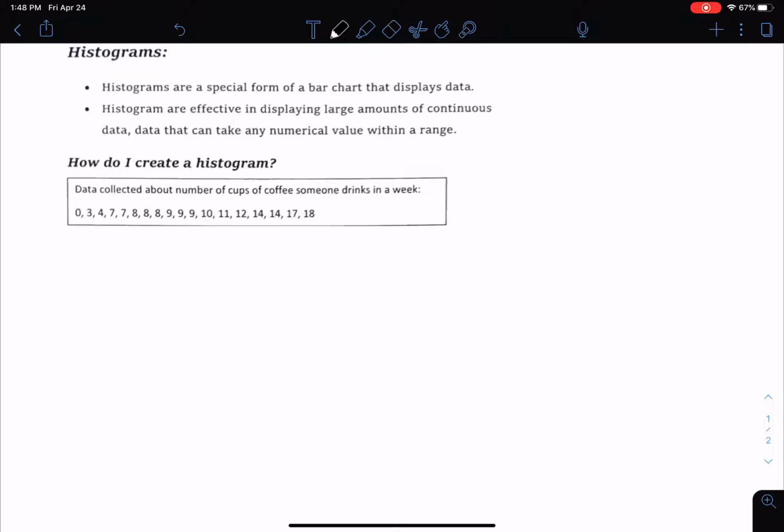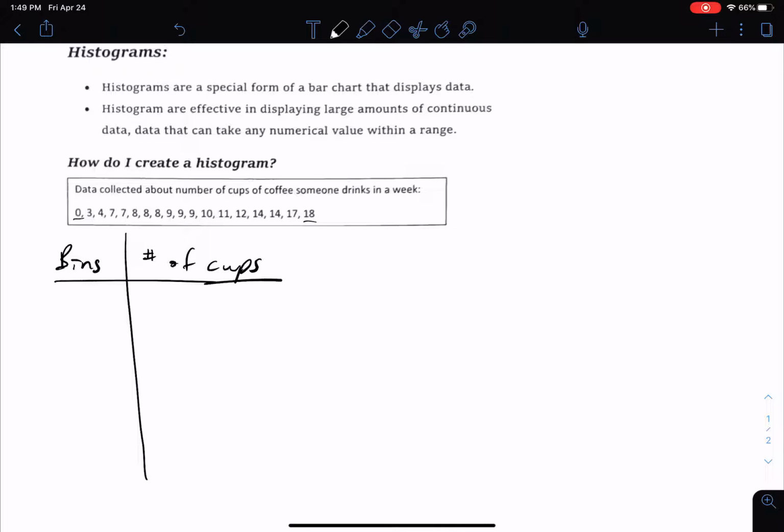Okay, so in order to do that, the first thing we're going to do is break the data, break these numbers, into what's called intervals or bins or buckets. We've got to have at least 5 of them. So we're going to say bins over here, and then all of these numbers represent number of cups. The numbers go from 0 to 18, and I have to break them up into at least 5 categories.